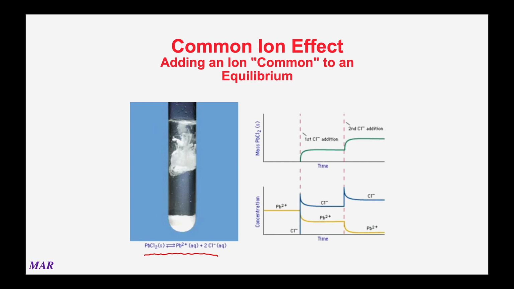Now, as you add a chloride source, chloride from sodium chloride is an ion common to this equilibrium. Chloride is a product, so adding chloride shifts the reaction to the reactant side, the side with the solid. And in the process, you can see the lead concentration goes from a higher value to a less high value. The lead is being pushed into the PbCl2.